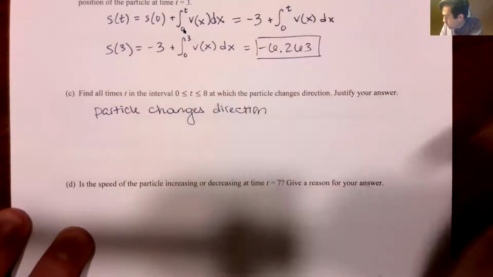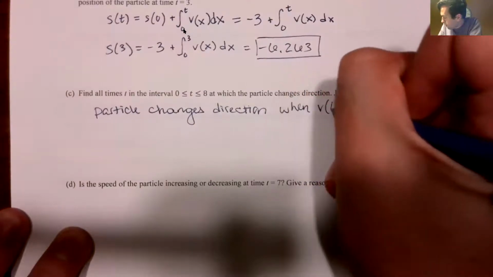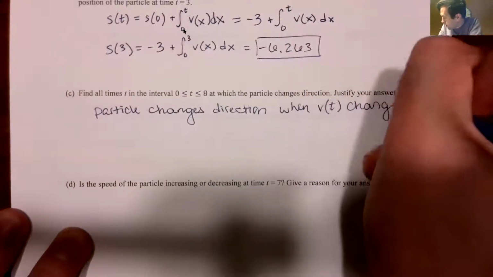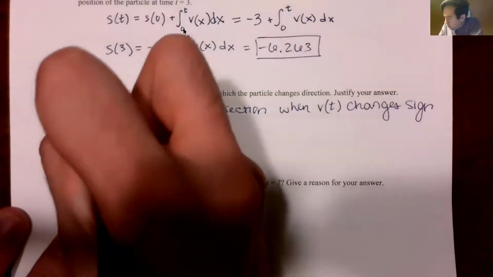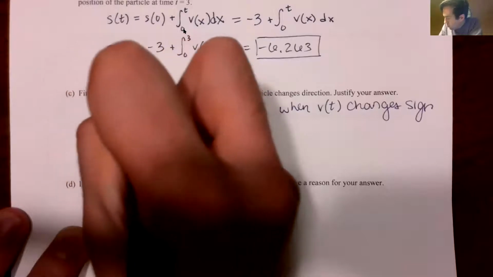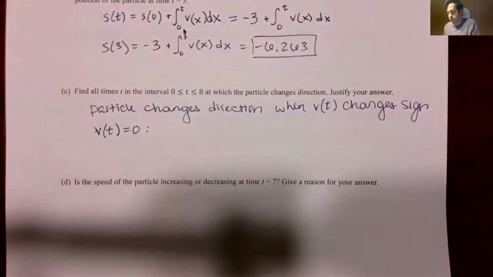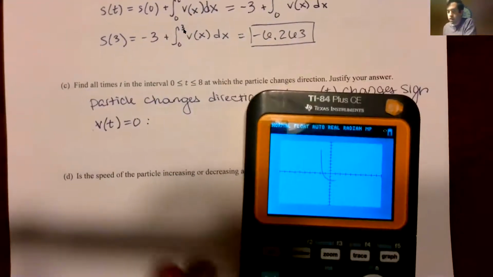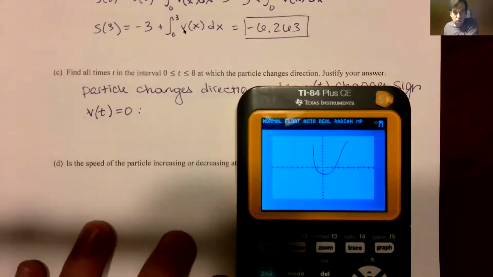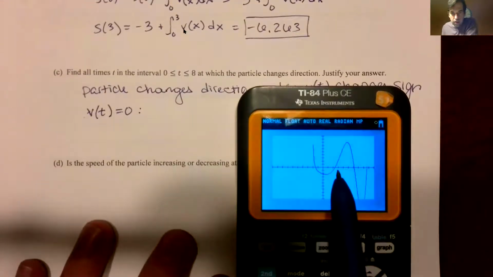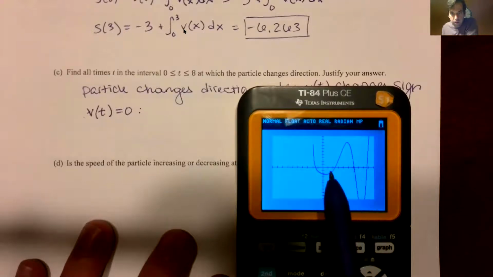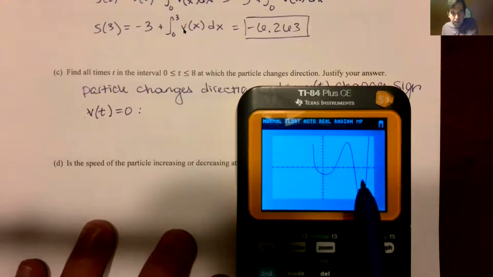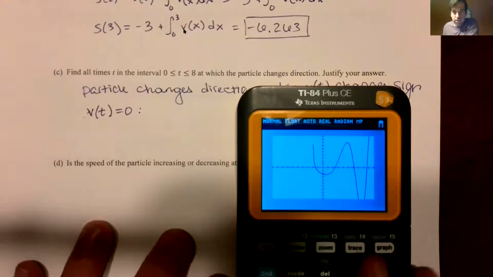So the particle changes direction when v of t changes sign. Okay, so I'm really looking for on the graph when v of t equals 0, because if you look again at our graph, I'll delete those 2 horizontal lines here and just look at the graph again. We're looking from 0 to 8: 1, 2, 3, 4, 5, 6, 7, 8. There's 2 points where we're changing from negative to positive or positive to negative with the velocity function.